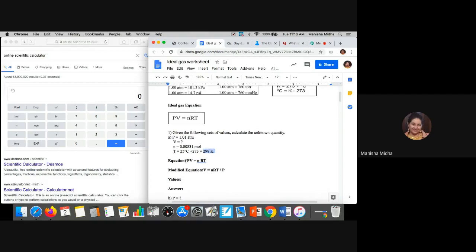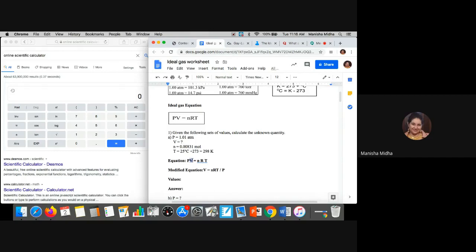This is our equation. Pressure times volume equals N moles times R. R is also known as the Rydberg constant, and T stands for temperature, which should be in Kelvin. Now we are looking for V. V is our unknown. We will isolate V.